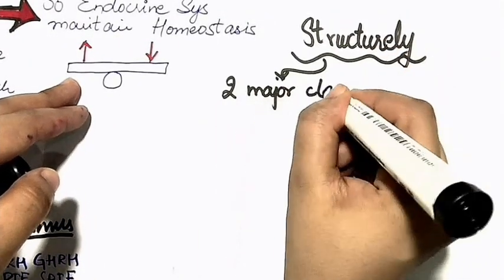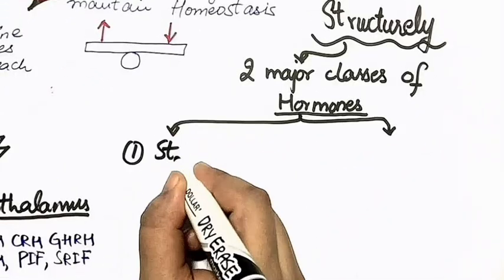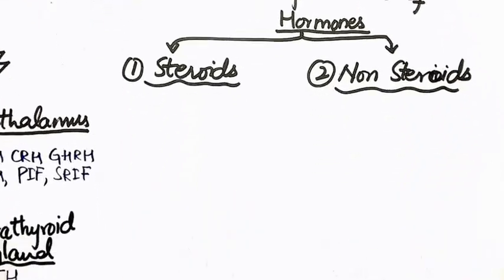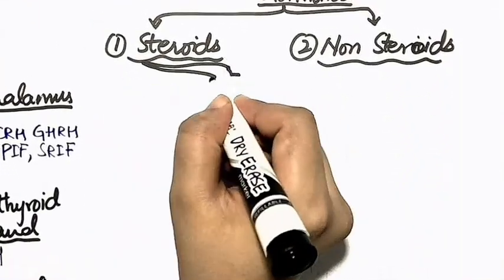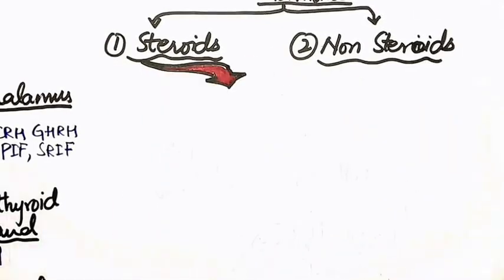Structurally, two major classes of hormones are present. Number one is the steroid hormone, and the other is the non-steroid hormone. Alright, what are steroid hormones? Steroid hormones are basically made from the cholesterol molecule.